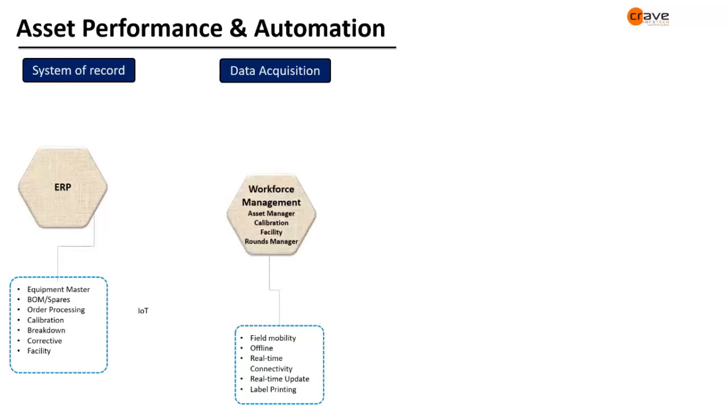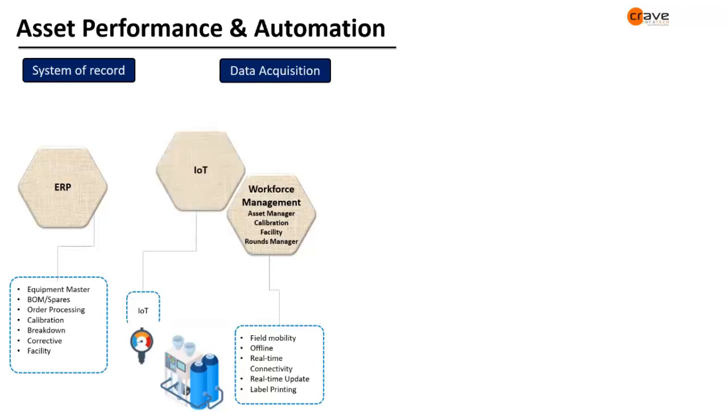Asset manager has several flavors, right? Calibration, facility, rounds manager. In addition to that, you may have enabled your assets with the ability to interact with the backend system. Now, IoT is a pretty broad term. IoT can be as simple as acquiring data from SCADA, or it can be as elaborate as getting information from locally empowered edge instruments and equipment, so that we get specific information that helps us make the right decisions. So that's IoT. And the third part is collaboration for better information, like SAP's Asset Intelligence Network.